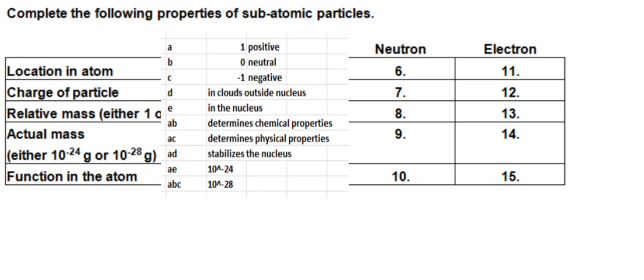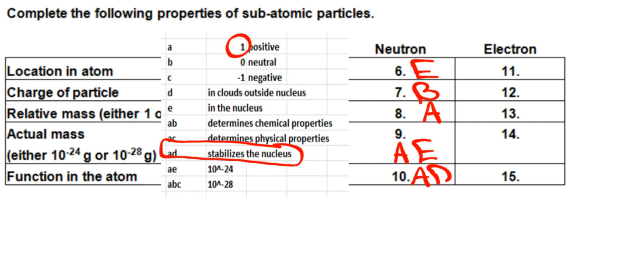Okay, so now just quickly, just to double check, hopefully you've already checked with your lab partner, the location of the neutron is in the nucleus. The charge of the neutron is neutral, that's why it's called that, so that's a B. The relative mass of a neutron is the same as a proton, so that's a 1, so that would be A. Number 9, actual mass. That's the same as the proton, so that was negative 24, so AE. And then we have the function in the atom. The role of the neutron is to stabilize the nucleus, or AD.